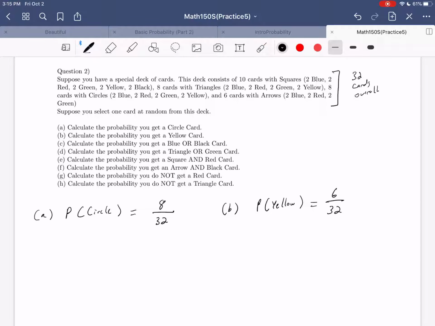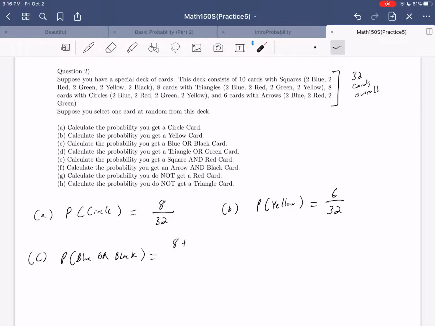All right, this would be part C here. We'd like to get the probability of blue or black. So we're saying we're okay with either color, either blue or black. So let's think about the blue. We know that OR generally indicates addition. Remember, there's the addition rule for OR. Let's go ahead and see. For blue, we know that there are 2 blue there, 2 blue there, 2 blue, and 2 blue. So that's 8 blue overall.